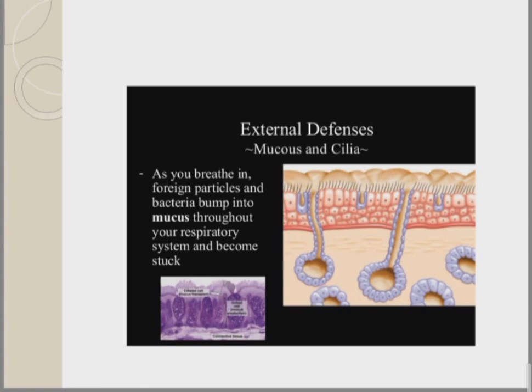The next defense is mucus and cilia. As you breathe in, foreign particles and bacteria bump into mucus. As we breathe, foreign particles come into our nostrils and lungs. The mucus is the thing that prevents them from entering the lungs. The foreign particle gets stuck on the mucus through your respiratory system. And when you remove this mucus, these particles go with it.